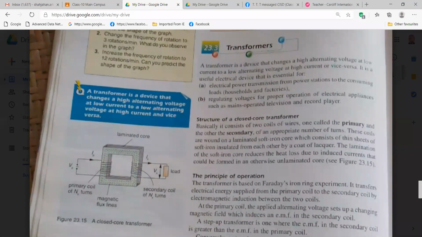So this induced current we can increase or decrease. This induced voltage we can increase or decrease. How? By changing the number of turns in the secondary. Like the voltage you are getting in the primary, if it is too much and you want less voltage in the secondary, then you will give a smaller number of turns. If you want to get more voltage here, then you will give more number of turns. Is it clear to you now, everyone?